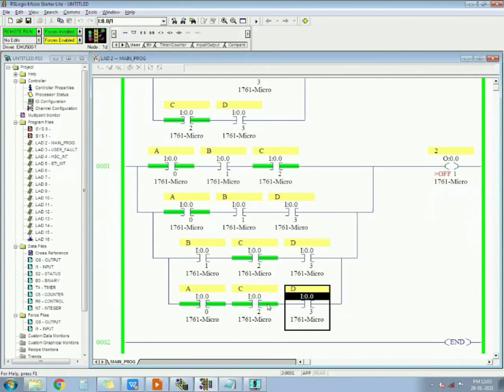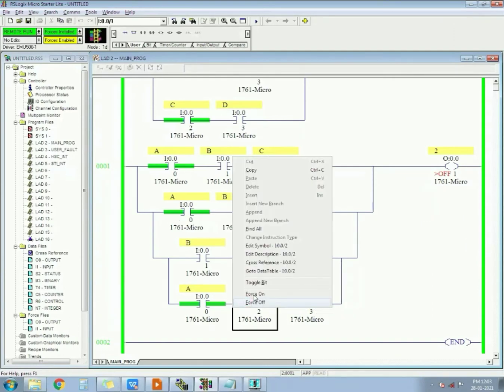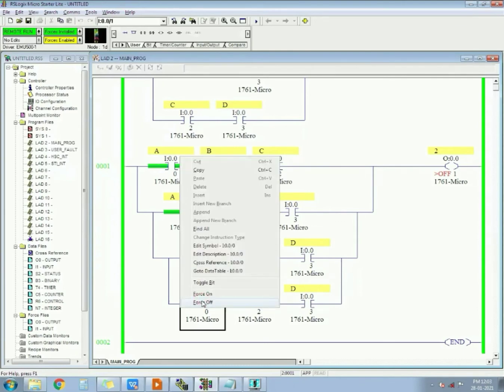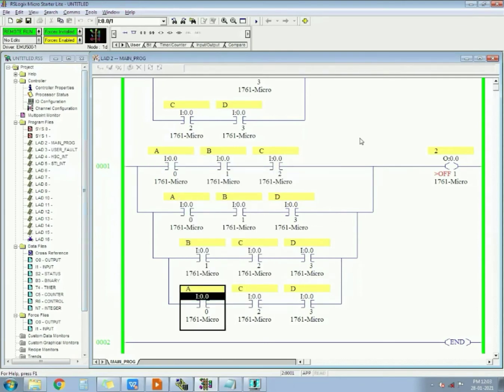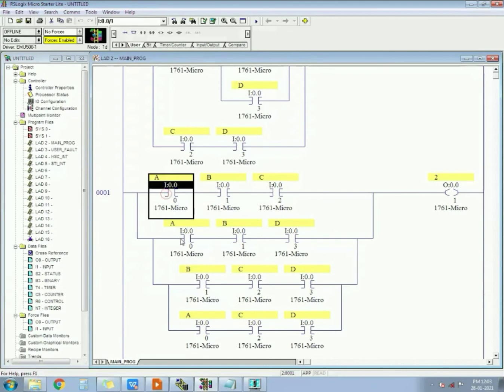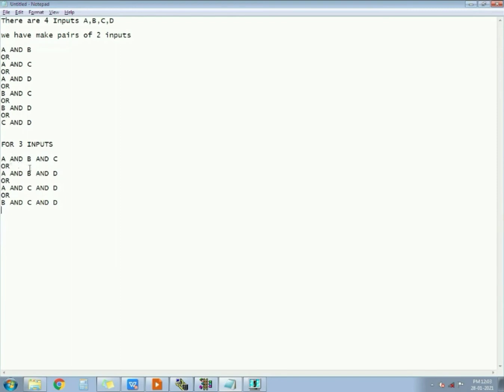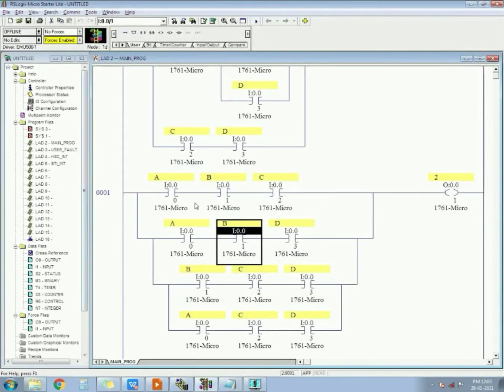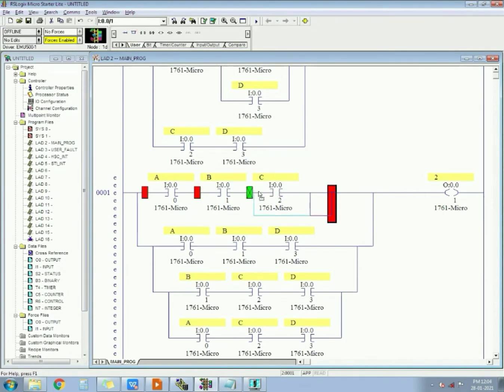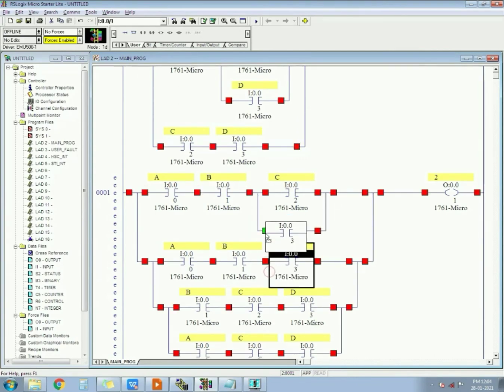We can also minimize this program by taking common inputs. That also I will tell you. Let's go offline first. We can see here A and B are common: in the first pair A, B, C and A, B, D, A and B are common, so we can use A and B once and take D in parallel with C. It will reduce one line.